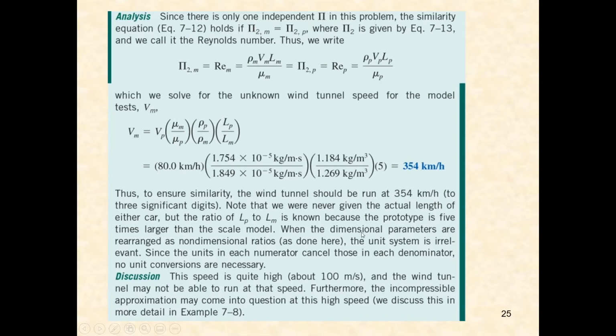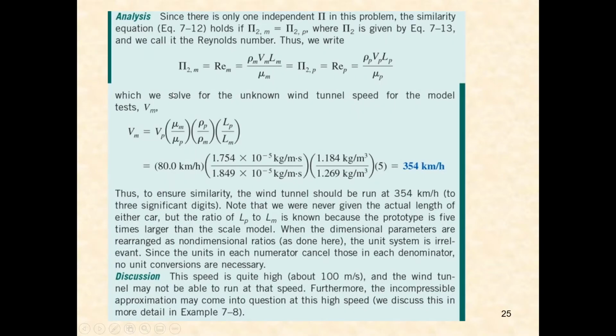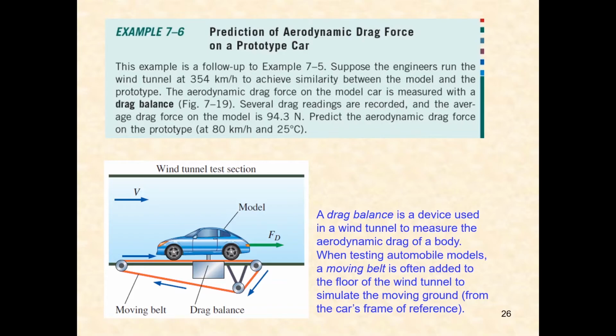The problem with this is that 354 kilometers per hour is actually quite high. It's close to 100 meters per second. As we know, 80 kilometers per hour is much less than 100 meters per second, and at that low velocity of air, the flow can still be considered incompressible. But if the speed is quite high, once it reaches about 0.3 Mach number, which is close to 100 meters per second, it cannot be considered incompressible because it has already reached the condition where the flow becomes compressible.